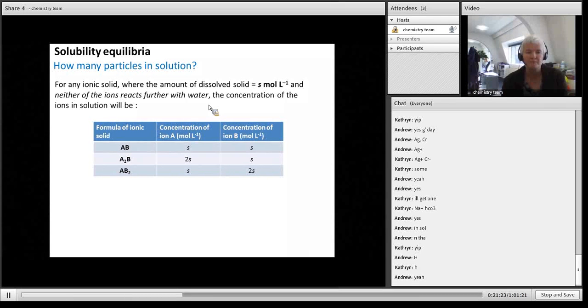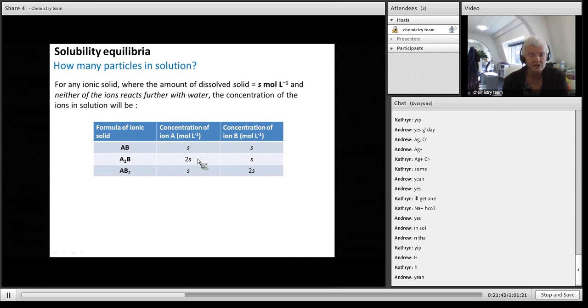Okay, if I've got an A2B salt, like the silver chromate that I was speaking about earlier, Ag2CrO4, then if I break it up, I'm going to get twice as many silver ions in solution as chromate ions. Or if I had something like magnesium chloride, I'm going to have 1 magnesium to 2 chlorides. So 1 magnesium to 2 chlorides. So that's why it's so important that you know how to break up ions, so you can work out what the relative amount is.